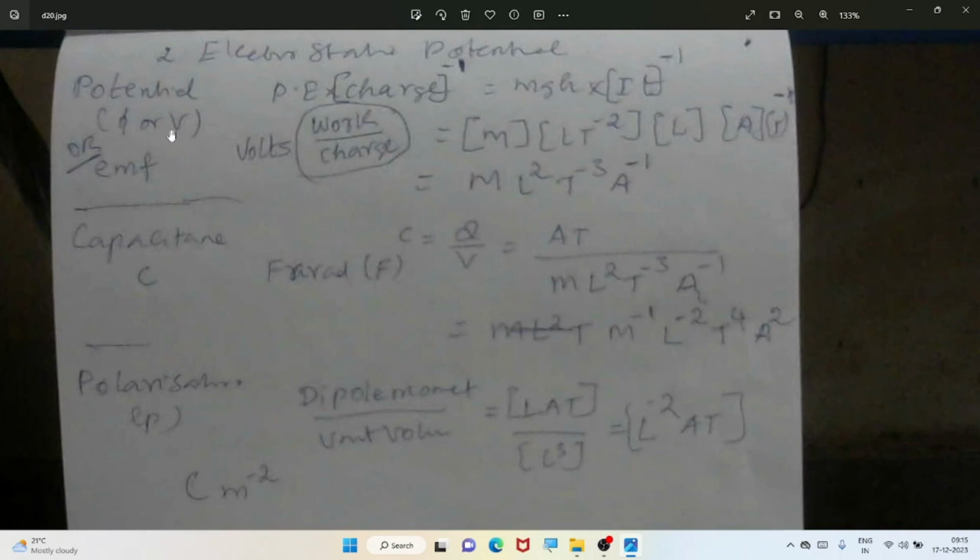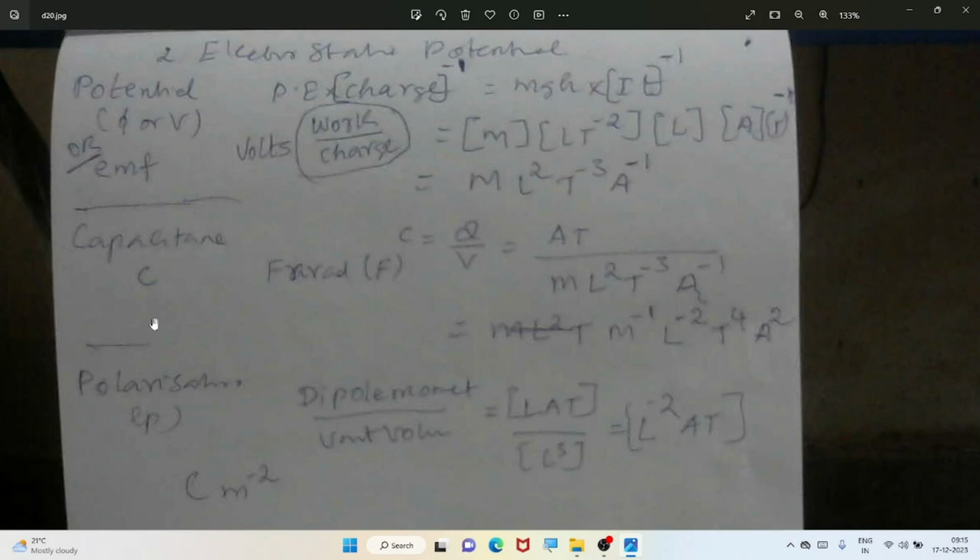Electrostatic potential, EMF, potential, EMF or V. That is work by charge, work is force into distance, divided by charge. Force is mass into acceleration into distance. This is the work. Charge is AT, power minus 1. So this will become T power minus 3, A power minus 1 will add.